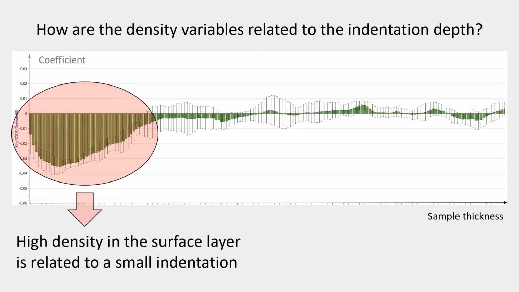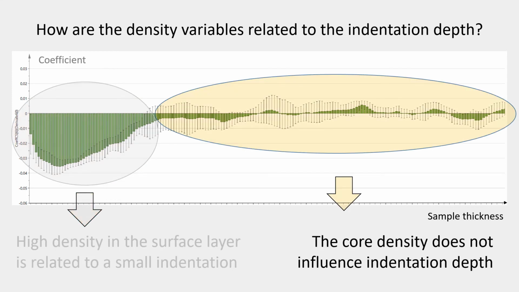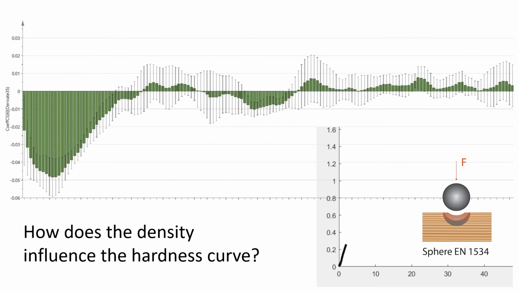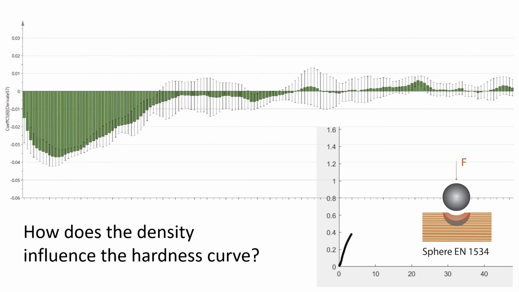The relatively large coefficients in the surface layer of the sample indicate that high density in this area is related to a small indentation depth, while the variables further into the core of the sample have coefficients close to zero. Here, the density has a low impact on the indentation depth. The benefit of multivariate statistics is that a lot of variables can be included in the model.